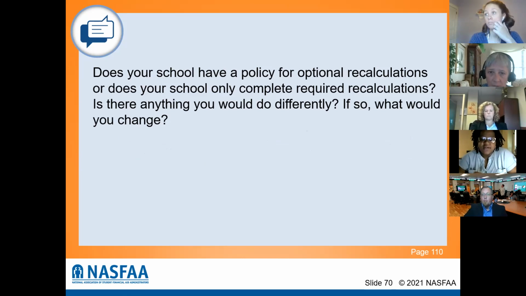I think our school does optional ones, especially in terms of appeals. We have forms for parent reduced incomes, where anything that's reported on the FAFSA may not be true. So we use that to recalculate their cost of attendance sometimes. So I guess that would count as optional. Sure. Great point.